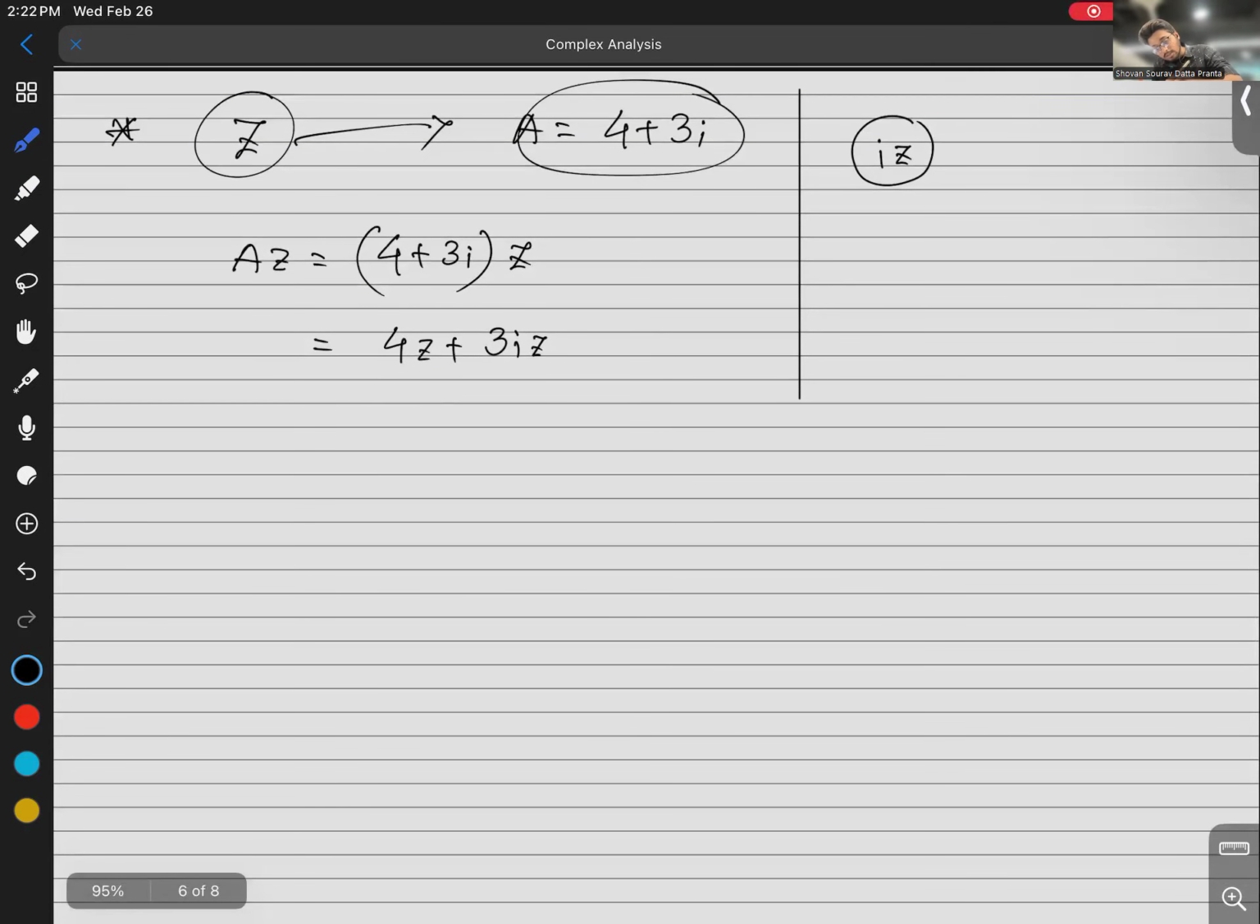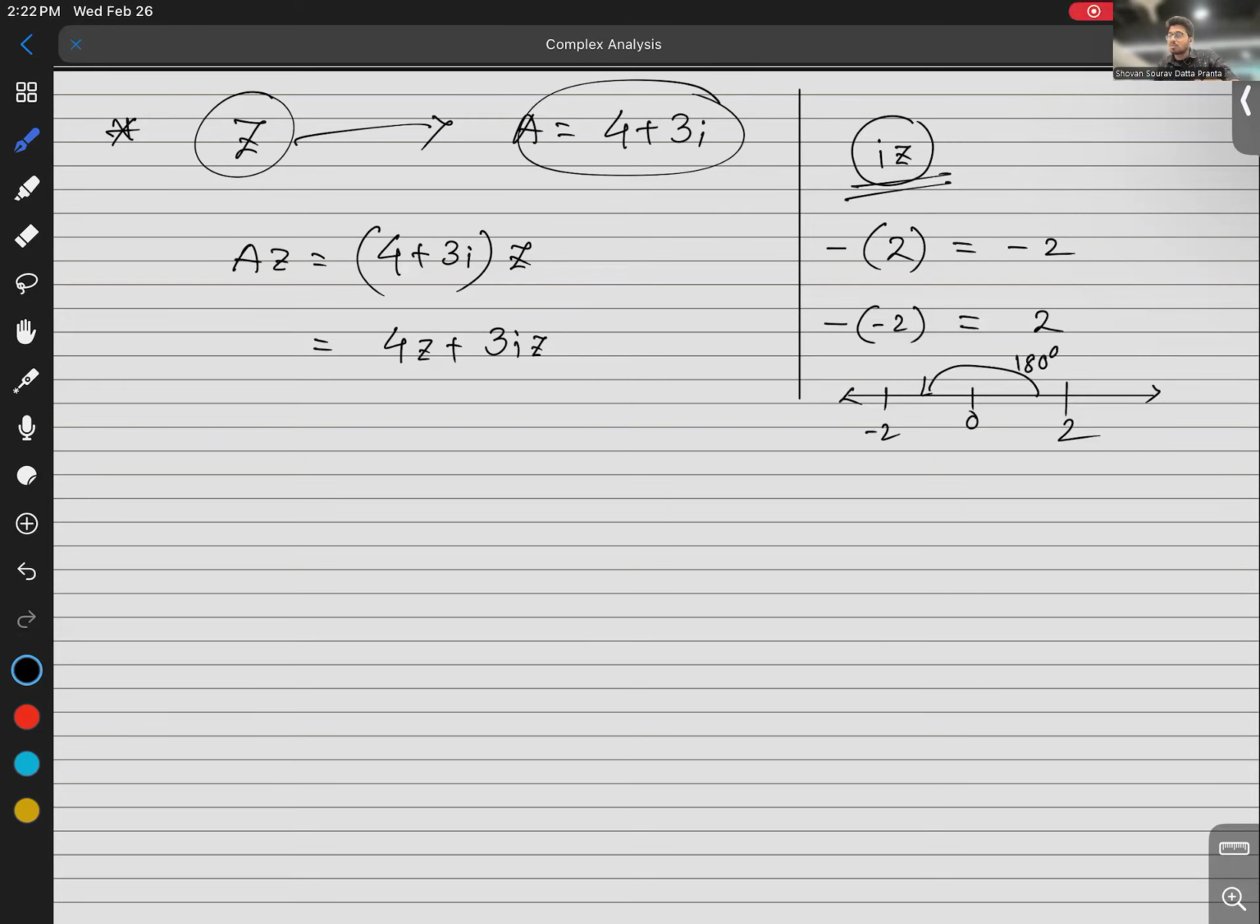Let's consider what is happening if 2, a scalar, is multiplied by -1, a negative number. Then we get -2. And if we again multiply this by -1, then we'll get 2. So in total, a 360-degree rotation on the real axis. That means multiplying by -1 leads to a 180-degree rotation.